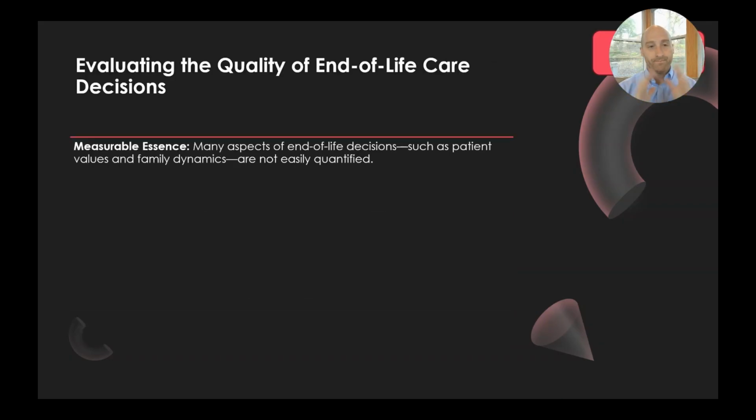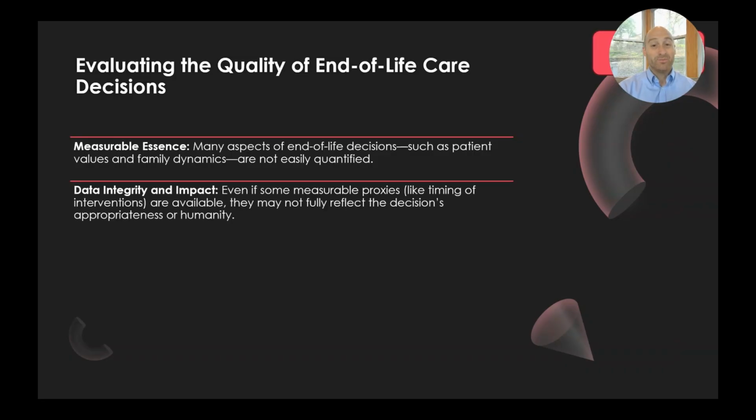Let's go through another example. Evaluating the quality of end-of-life care decisions. Do we have a measurable essence here? Some aspects of this we can measure. What care was given, how long the process was, when did they get engaged. There's a lot of information that can be measured here, but the quality of that end-of-life care might be really difficult to get at in a quantifiable way.